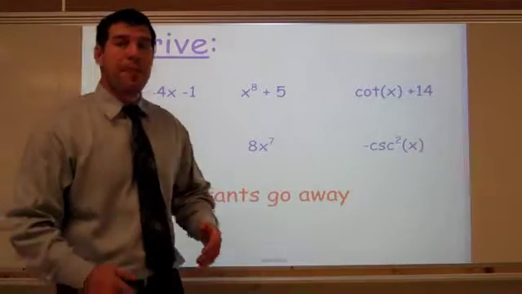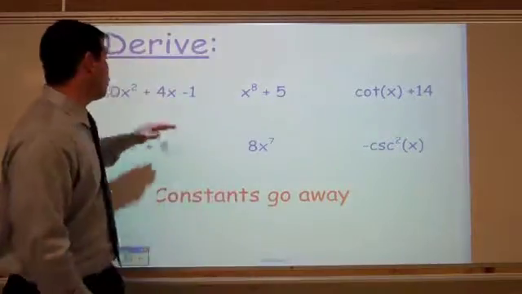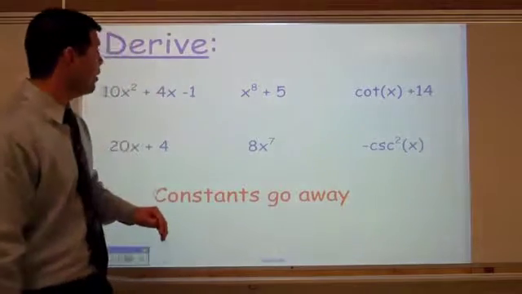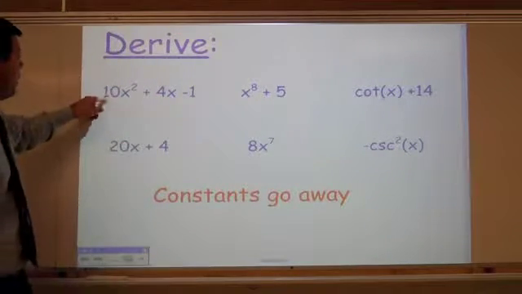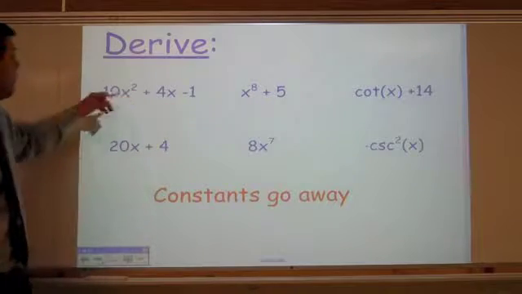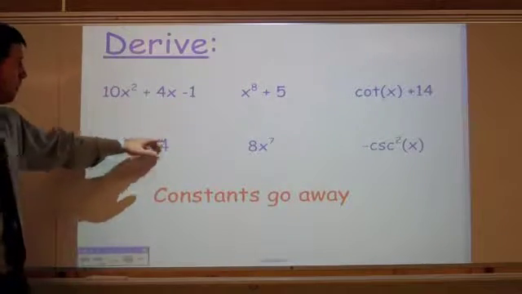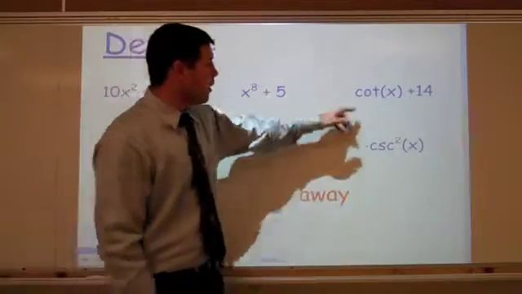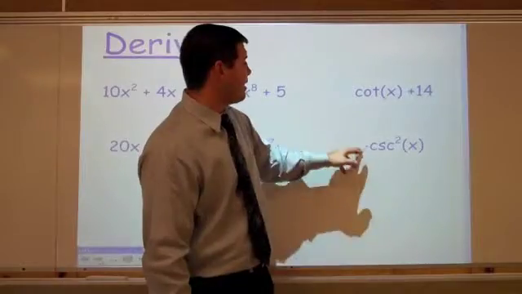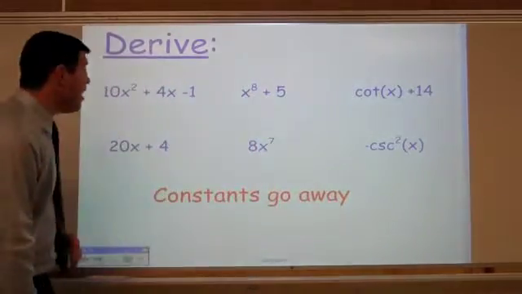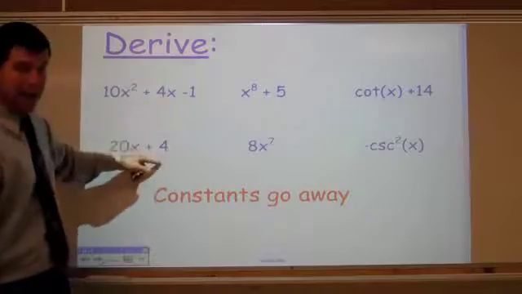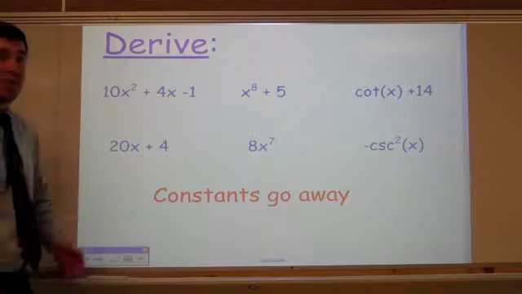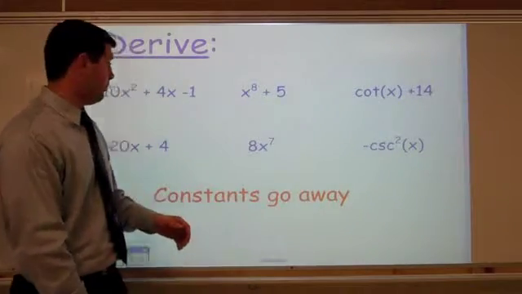To show you an example of something that's very important when anti-deriving, we're going to derive these three expressions and see what happens. 10x squared plus 4x minus 1, the derivative of that is 20x plus 4. x to the 8th plus 5, the derivative of that is 8x to the 7th. Cotangent of x plus 14, the derivative of that is negative cosecant squared of x. If you notice in each one of these, when you derive, the constant goes away. The constant disappears. The derivative of a constant is 0.